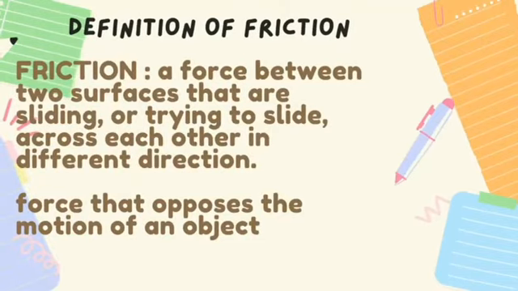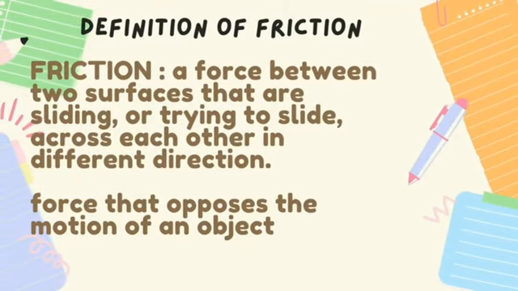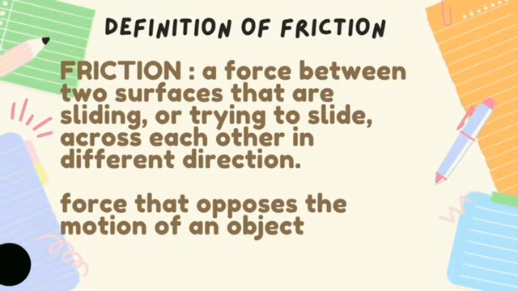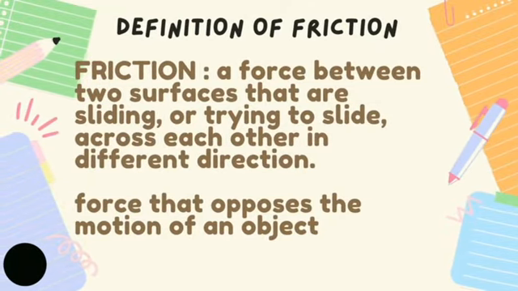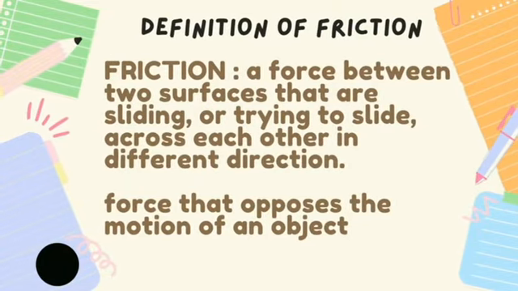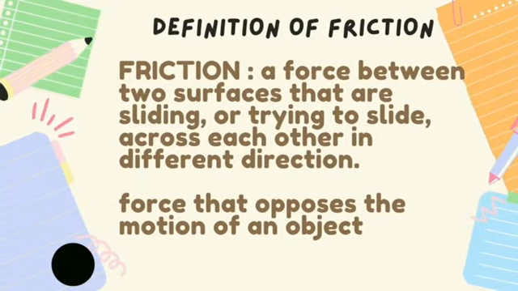Firstly, the definition of friction. Friction is a force between two surfaces that are sliding or trying to slide across each other in different directions. It is a force that opposes the motion of an object.